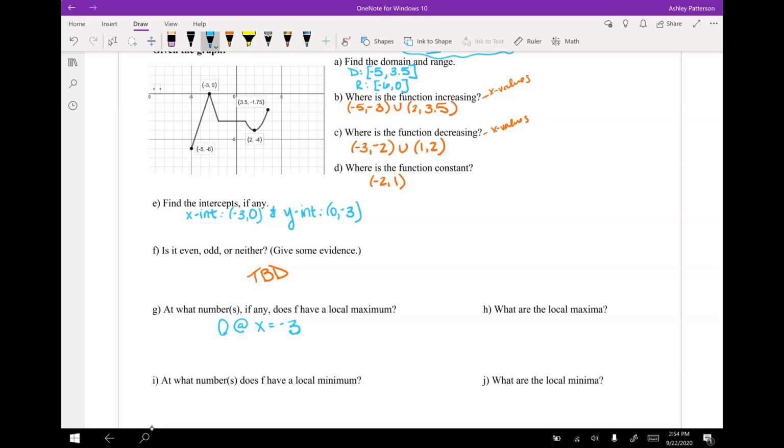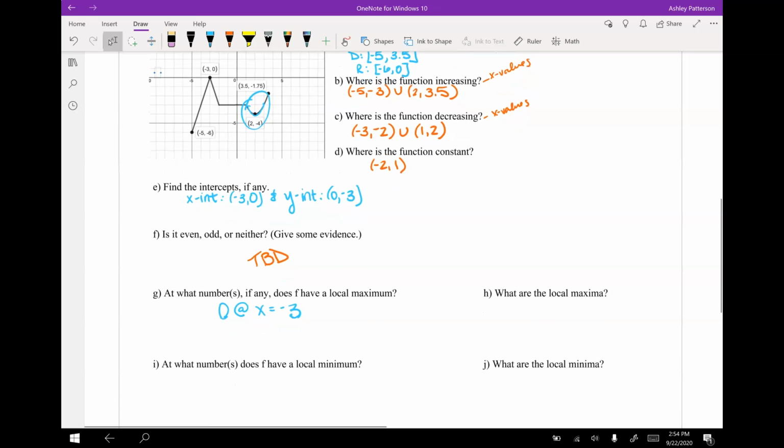Now, some would argue, oh, what about this guy? No, it doesn't change direction. I just get up to that point and then I stop. Now, does it have a local minimum? This one? No, because I'm not changing direction there. This one? Yes. At that point from left to right, don't forget, you read a book, you read a graph, left to right. So I'm changing from decreasing to increasing at that point. So yes, I'm going to say local minimum is -4 at x equals 2.